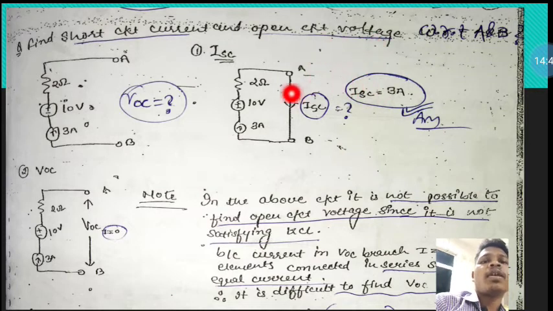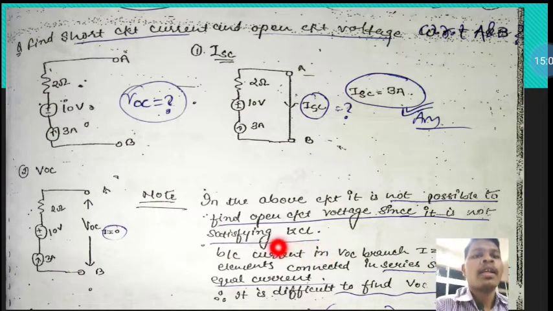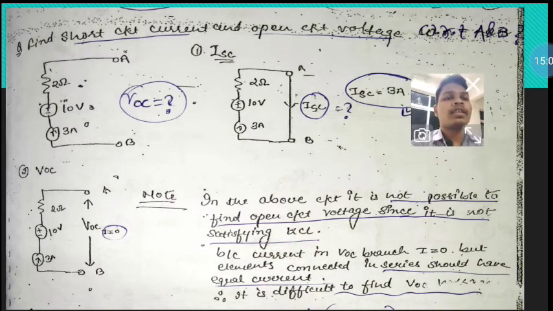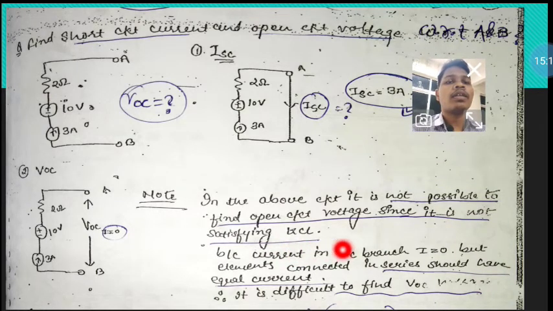For open circuit voltage, we need to open circuit these sources. If we open circuit this voltage, then the 3 ampere is not flowing in this circuit. So there is no current across this, but actually there is 3 ampere. So it is also not satisfied. In this above circuit, it is not possible to find the open circuit voltage since it is not satisfying the KCL. Is it clear to you? The current in the VOC branch is 0 here, but elements connected in series should have equal current. So it is difficult to find the open circuit voltage.